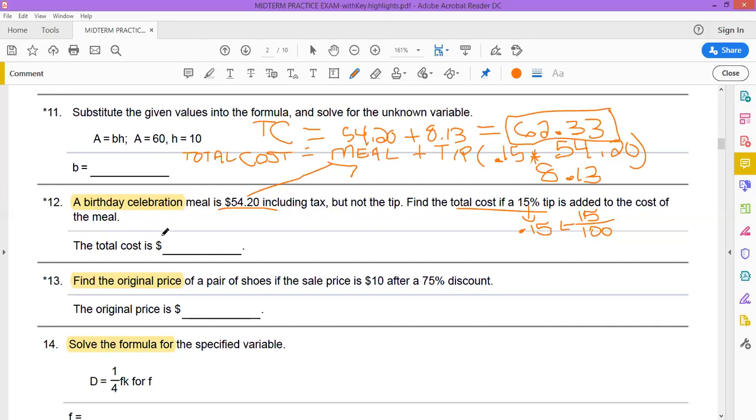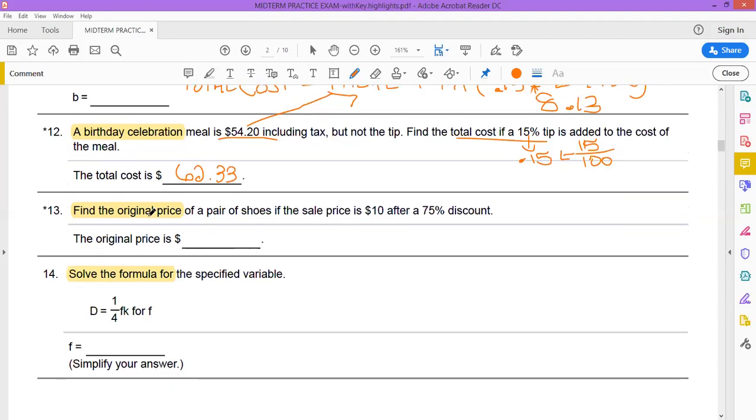Now let's look at number 13. That was number 12, $62.33. Now let's look at number 13. We're finding the original price of a pair of shoes if the sale price is $10 after a 75% discount. All right, so let's rewrite this scenario here. Now, first of all, to find the original price, let's just use OP.